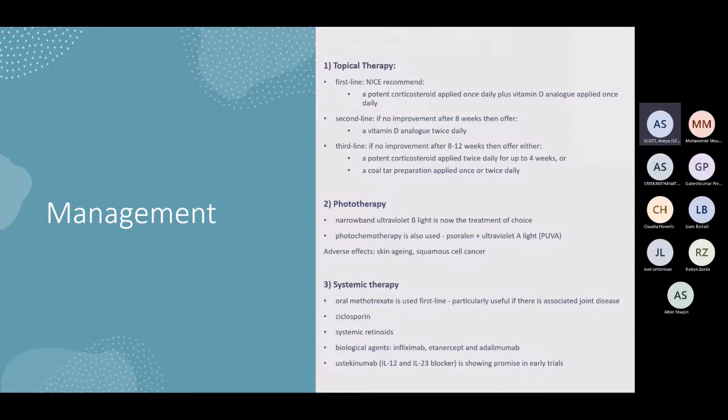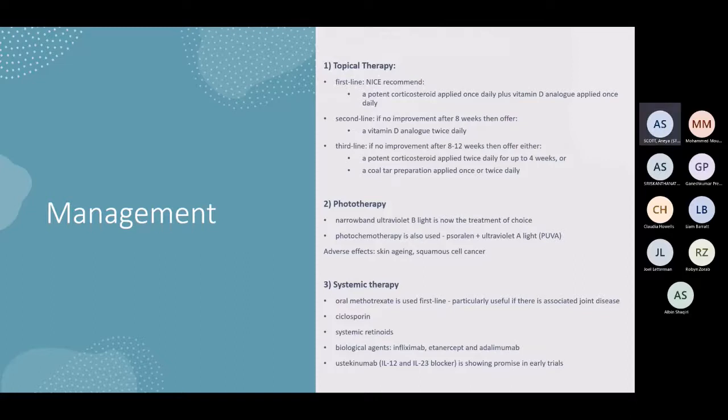Again, that's a topical treatment, and calcitriol is a vitamin D analog. There are a couple of others as well. And then third line, you can do a corticosteroid twice daily and then coal tar. That's really not very popular because it gets on people's clothes and it's just not very pleasant, and it smells a bit weird as well.